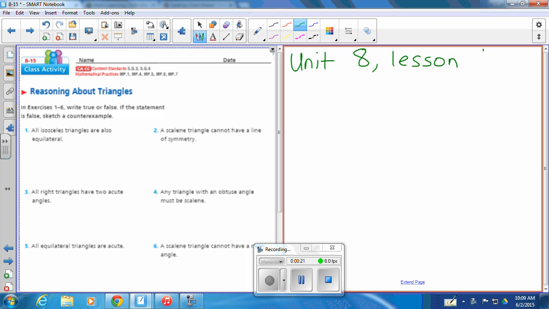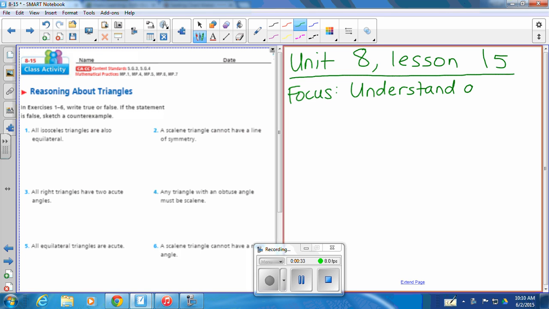Perfect. This is lesson 15. And our focus today is to look at the attributes. We want to understand, not just know them, but actually understand attributes of different types of triangles.